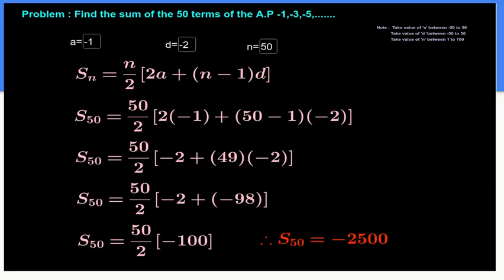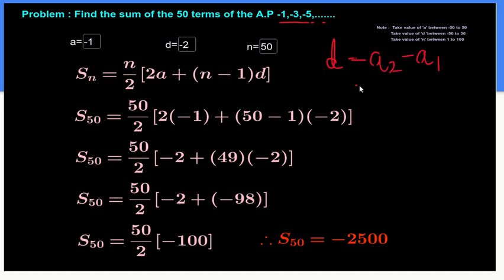Next, we are going to see about the sum of the terms. We learned the formula for AN and the sum of the terms, right? So how can you find the sum of the terms? Here they have given: find the sum of 50 terms of an AP. The series is minus 1, comma, minus 3, comma, minus 5. First term is always A, as I said, it is negative 1. How will you find D? D is nothing but A2 minus A1.